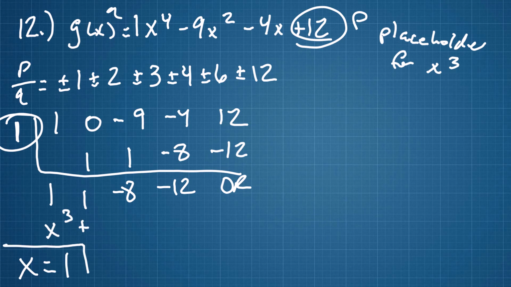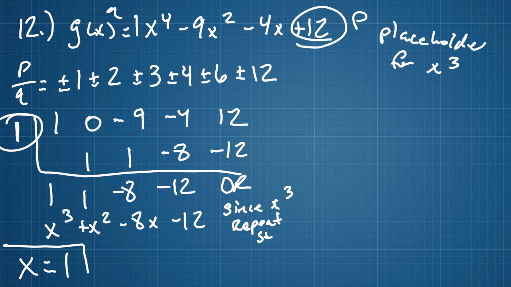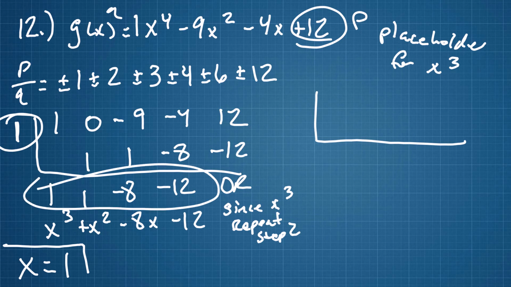Now I have x cubed plus x squared minus 8x minus 12. Since it's x cubed, I'm going to repeat step 2. So I make a new box, and inside this box I put these numbers in. 1, 1, -8, -12. My P's and my Q's didn't change, so I use the same list.